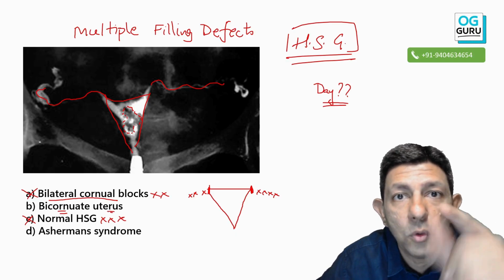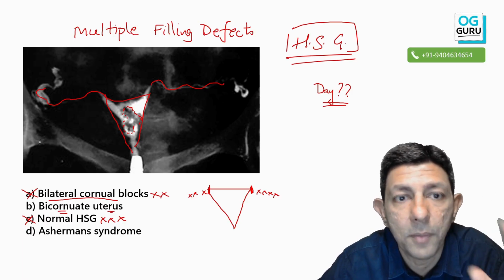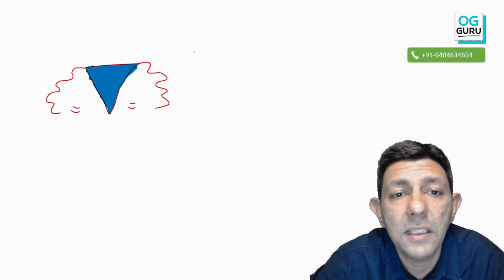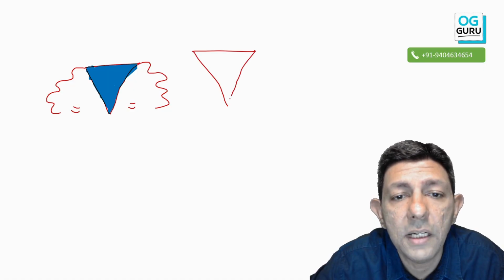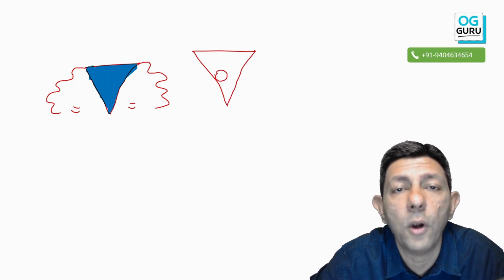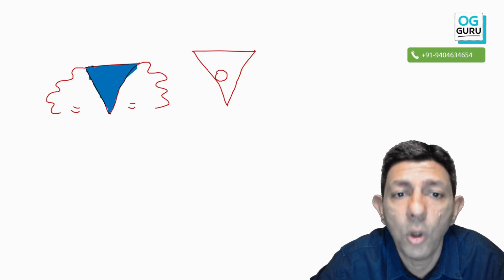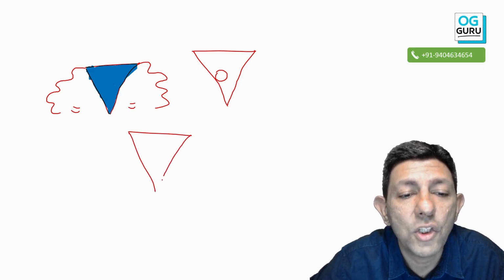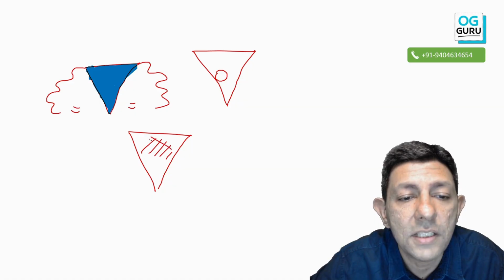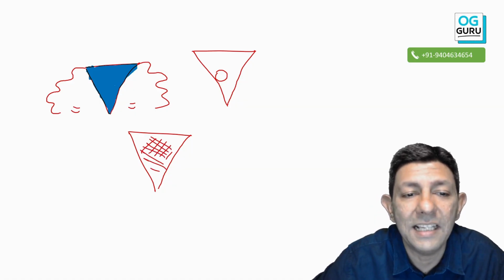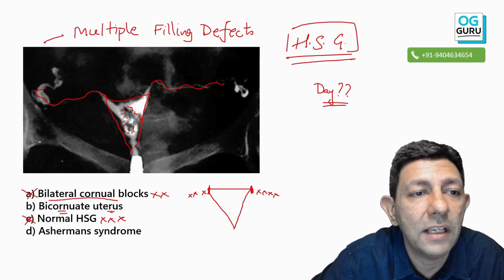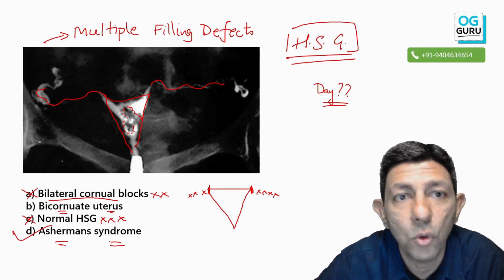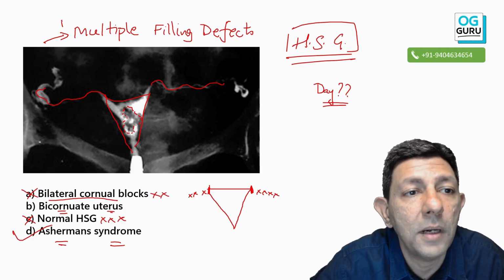Bicornuate and septate also, I'm going to tell you a very important clue, a short MCQ for the upcoming exam. This is a multiple filling defect. Just by the way, we can also get a solitary filling defect. If there's a submucosal fibroid or a polyp, we get a solitary filling defect. And because of Asherman syndrome, what is Asherman syndrome? Yes sir, intrauterine adhesions, we will get this multiple filling defect. The answer over here is this HSG is most likely suggestive of Asherman syndrome or multiple filling defects.